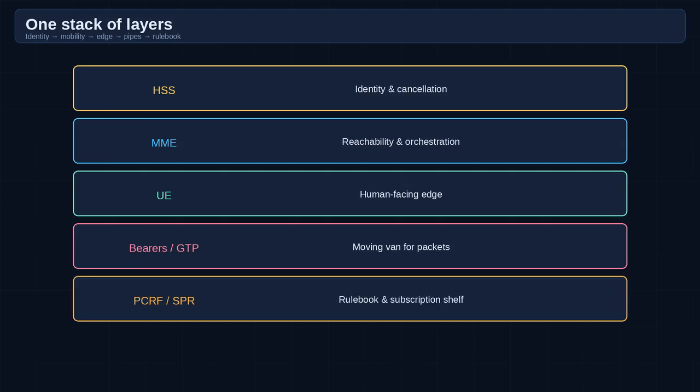HSS initiated detach is what happens when the identity layer says stop, and every other layer must concur by deleting its local facts. Indication of PCAN session termination and remove PCC rule are not afterthoughts, they are the rulebook closing. If you only remember one sentence from the policy stretch, make it this: a released bearer with a living rule is still a bug waiting for the next attach.